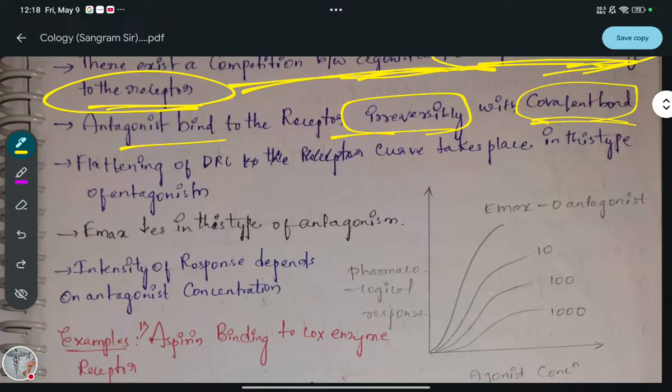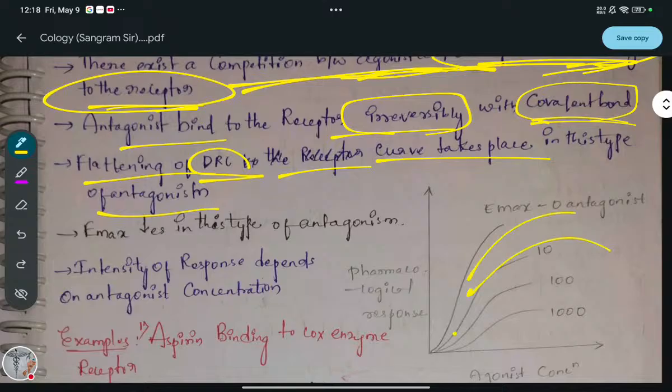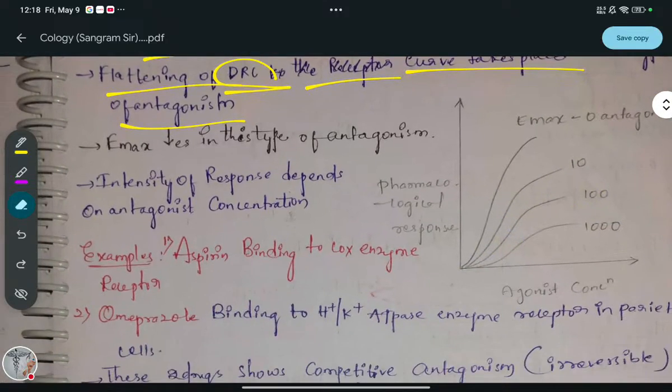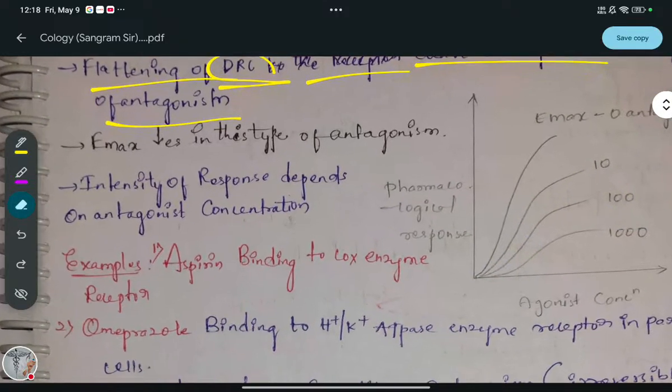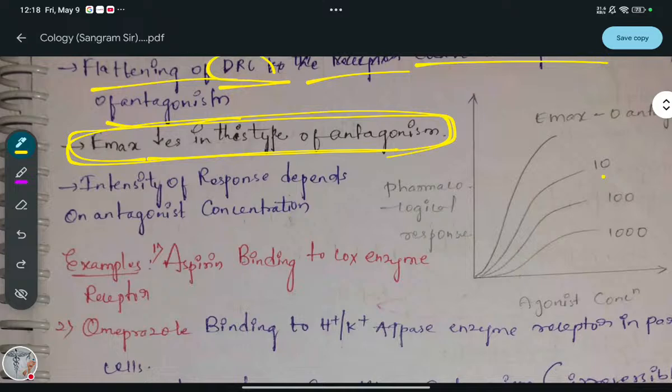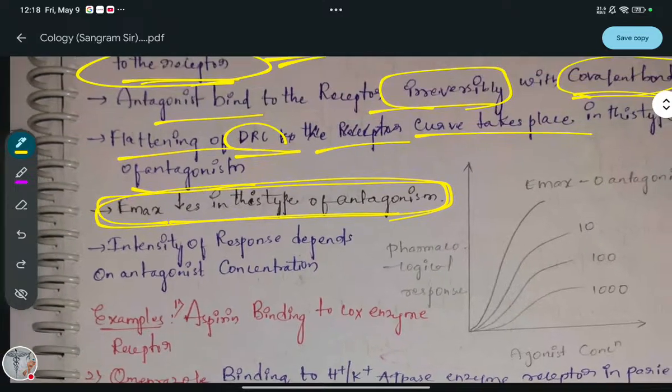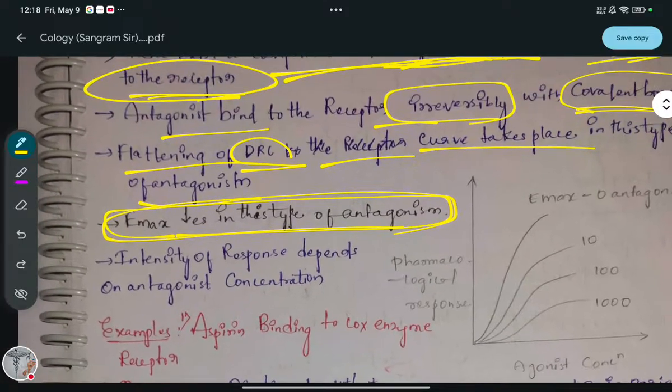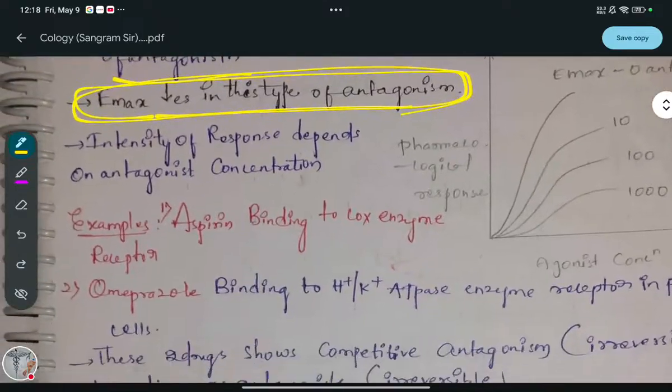Next, flattening of the dose response curve takes place in this type of antagonism. Flattening of the dose response curve means the response will keep decreasing over time. The response to the drug dose will decrease after some time. So Emax decreases in this type of antagonism, whereas in competitive antagonism reversible, Emax will remain constant. And in competitive antagonism irreversible, Emax will decrease.